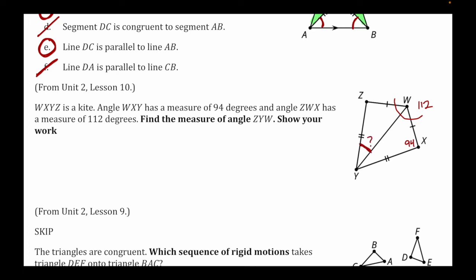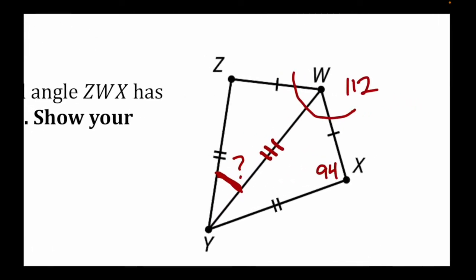They're asking us, what is this one? So we want to show all of our work. So on this kite, we know originally we're going to have side, side, side triangle congruence because we're given two sets of sides already. And that is based on our definition of a kite. It has two sides that are congruent next to each other, and then another pair of congruent sides.